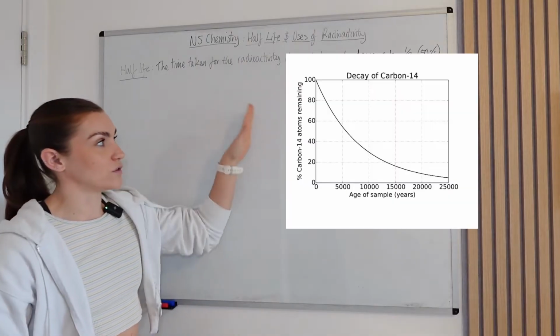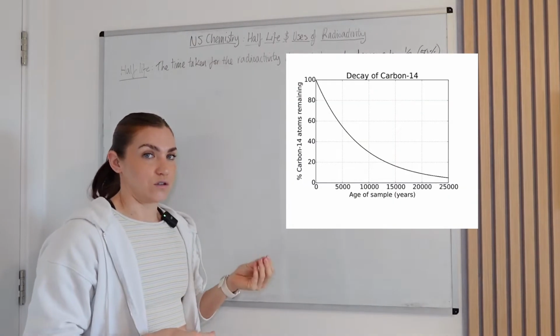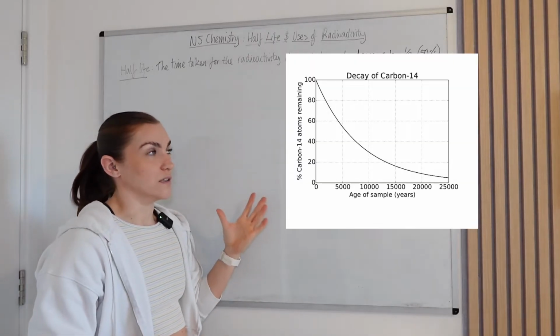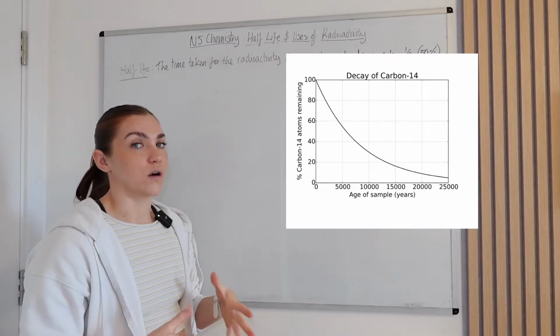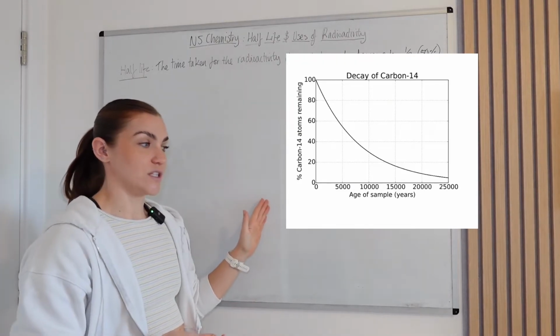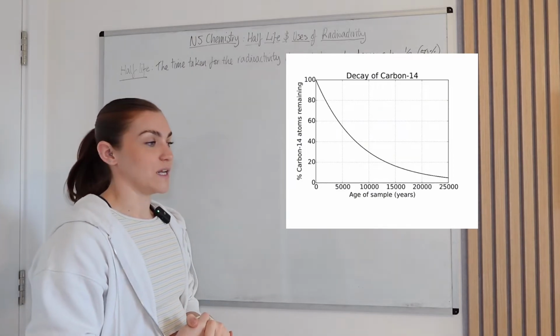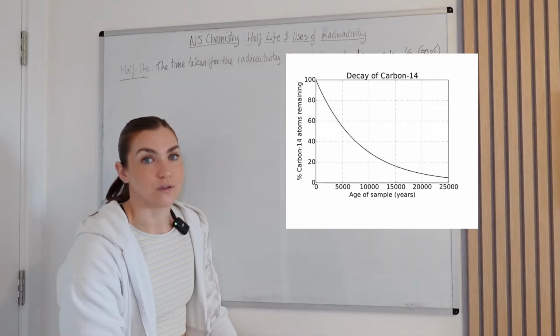So if we have a look at this graph here, this is a graph that shows us the nuclear decay of carbon-14. Now, from this graph we can determine what the half-life of carbon-14 is, because down the y-axis we have percentage of carbon-14 atoms remaining, and then along the bottom we have time, how old the sample is in years.